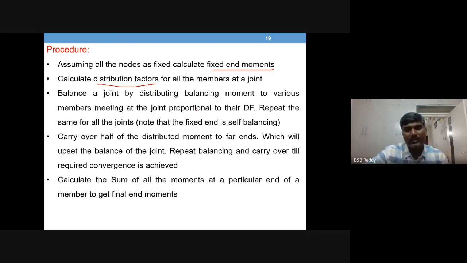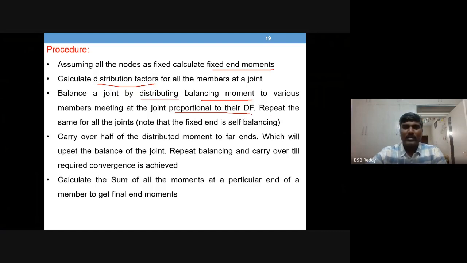Next, calculate distribution factors for all the members at a particular joint. Identify joints. How many joints are there? At all the joints, you have to find distribution factors. That is step two. Step 3, you will find some unbalanced moment at the joint, which must be balanced by distributing the balancing moment to various members meeting at the joint proportional to distribution factor.